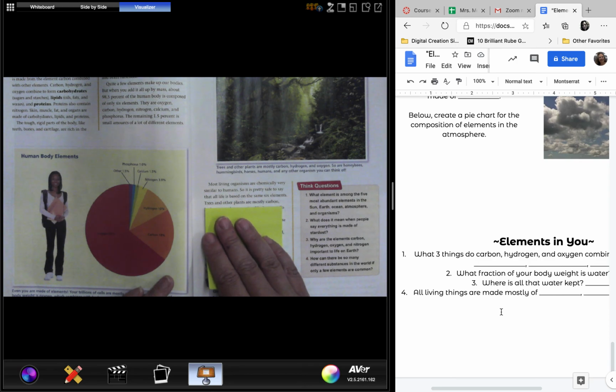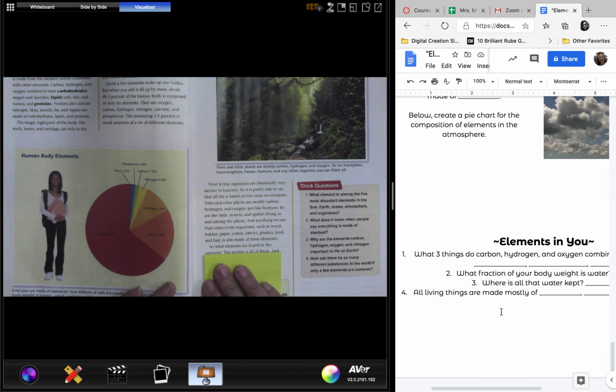Trees and other plants are mostly carbon, hydrogen, and oxygen, just like humans. So are birds, insects, and spiders living among the plants. And anything we use that comes from organisms such as wood, leather, paper, cotton, fabrics, plastics, food, and fuel, also made of these elements. So, what elements are found in the universe? The answer is all of them. And which elements are abundant? Only a few. Common matter is made mostly of just a handful of elements.